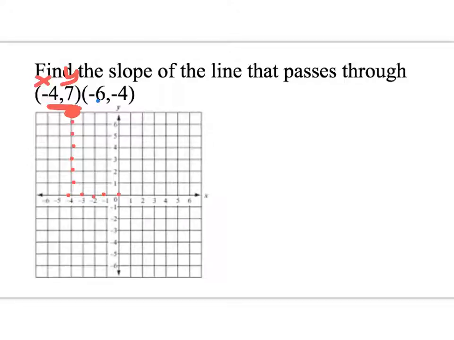Okay, then I'm going to plot a point at -6, -4. So again, I start at the origin. I'm going to count left 6. 1, 2, 3, 4, 5, 6, and down 4 because it's negative. 1, 2, 3, 4, and plot a point. Okay, if you connect those 2 points with the line, we are finding the slope of this line.